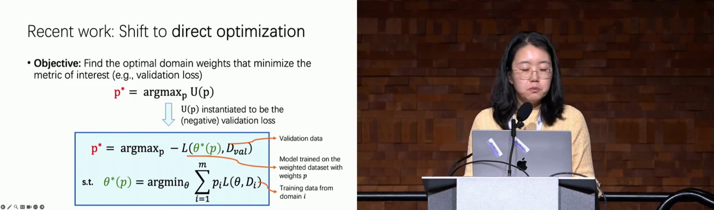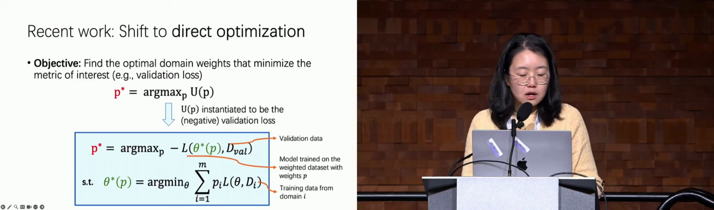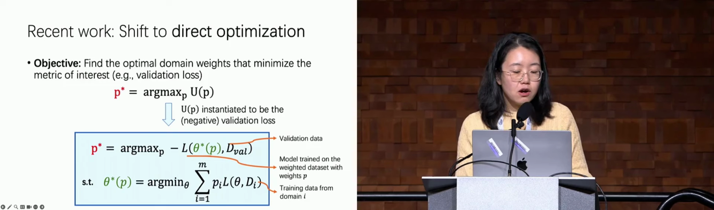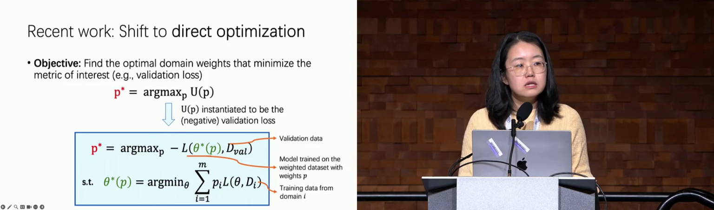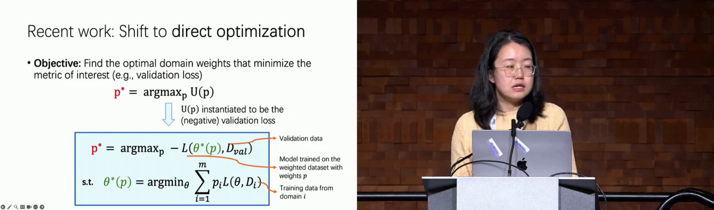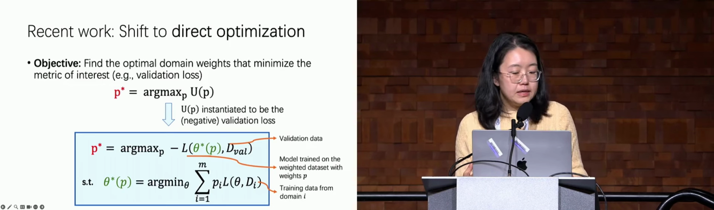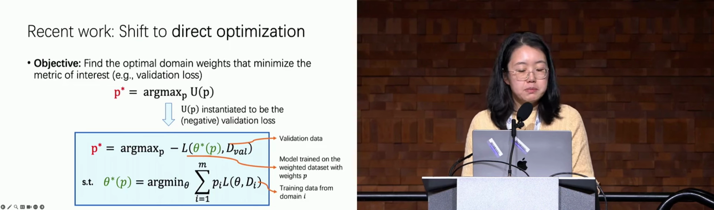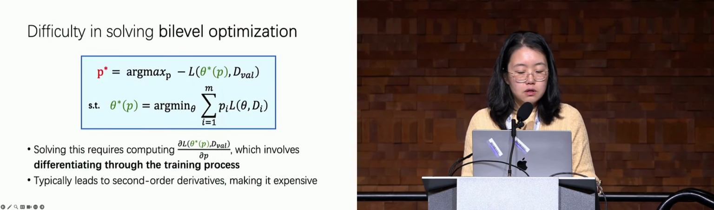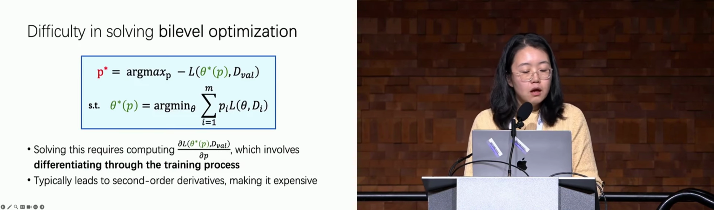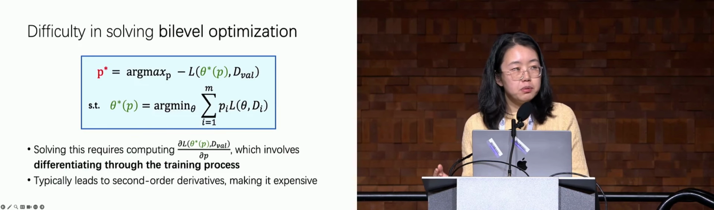Okay, so let's write it out more explicitly. Here L is loss, and D subscript val just means validation data. And this theta star of P represents the model that is trained on a data set that is reweighted according to the weight vector P. So theta of P is itself a model trained on a data set, meaning that it encodes the optimization process. So overall, it leads us to a bi-level optimization, where theta of P is defined by another optimization objective that represents training on a weighted data set.